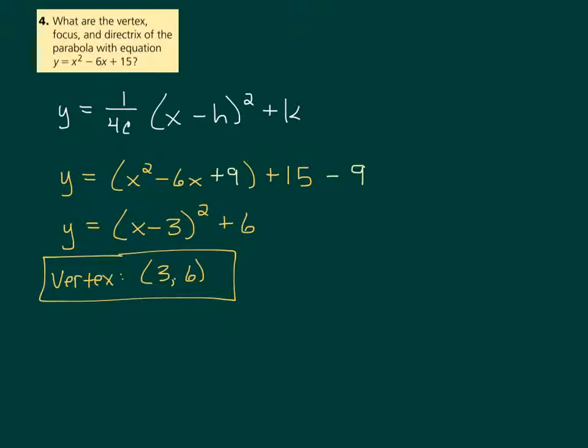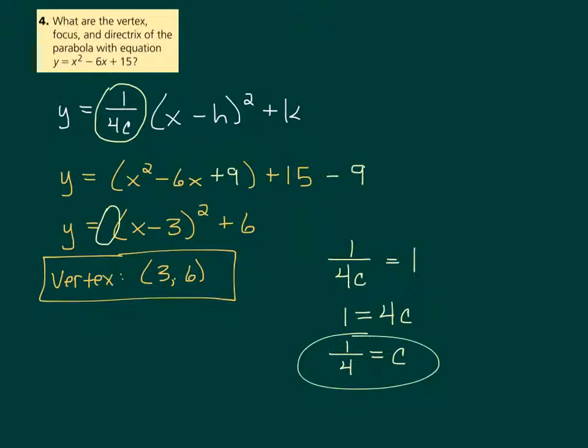And now I want to find out the focus and the directrix. That's where I have to look at this part of the formula, which is this number right here. So 1 over 4c equals 1. Multiply each side by 4c, divide each side by 4. So now I have that c is 1/4.